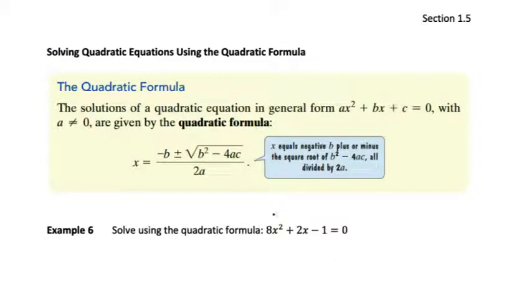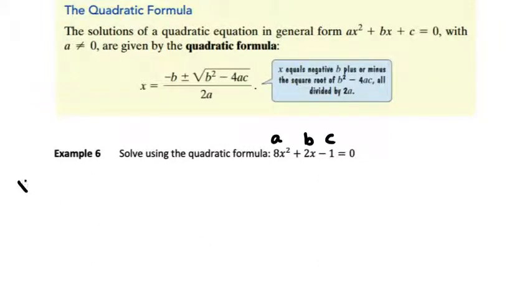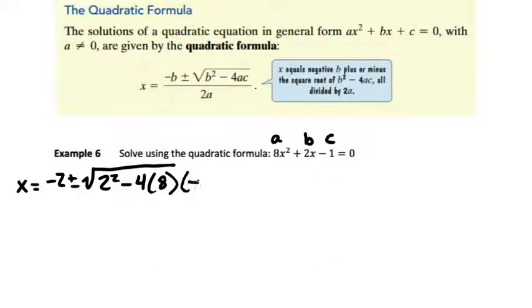So, when we're using the quadratic formula, our first step is to identify a, b, and c, and then we can start plugging in. So the quadratic formula is x equals negative b, so that's negative 2, plus or minus square root of b squared, 2 squared, minus 4 times a, which is 8, times c, which is negative 1. If there's a negative sign in front, make sure that you include that when plugging in. And that is all over 2 times a, which is 8.